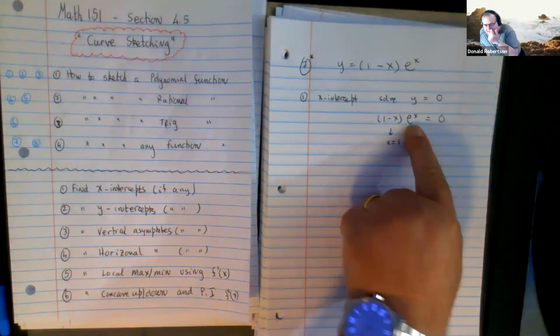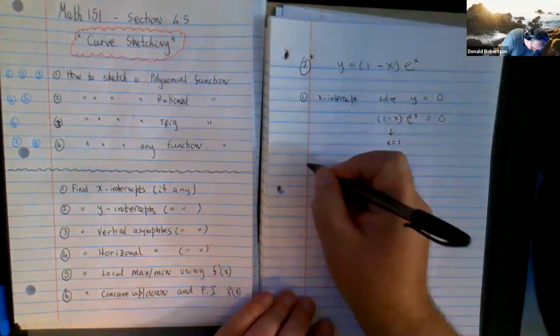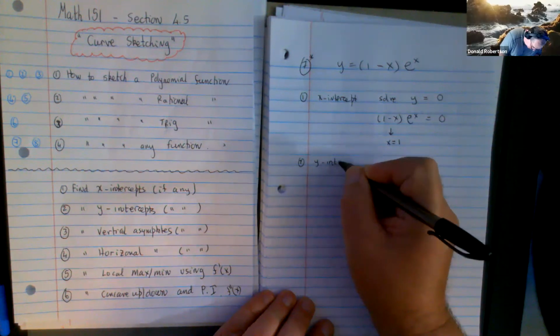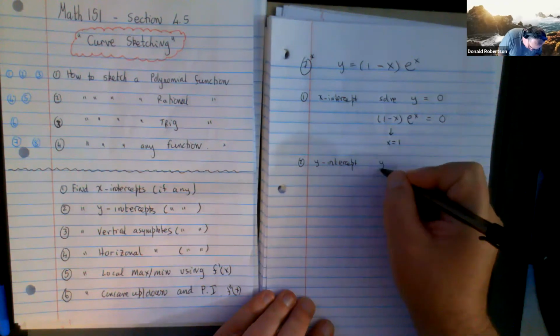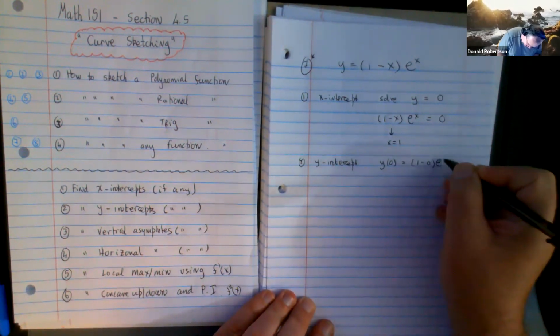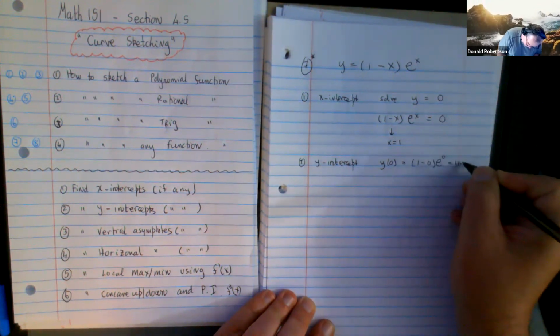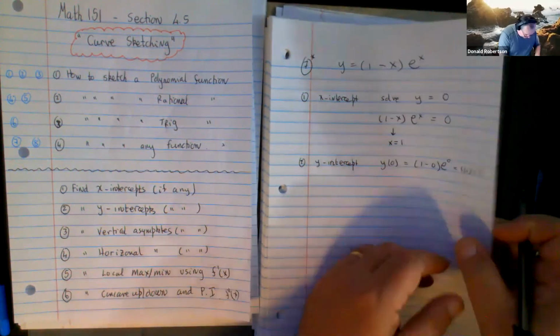Why isn't e to the x going to get me an x-intercept? Because it never equals 0. Exactly. Number 2. We're now going to get the y-intercept. And the y-intercept is basically the value of the function at 0. So it's 1 take away 0, e to the 0, which is 1 times 1, which is 1. So I now have an x and a y-intercept.